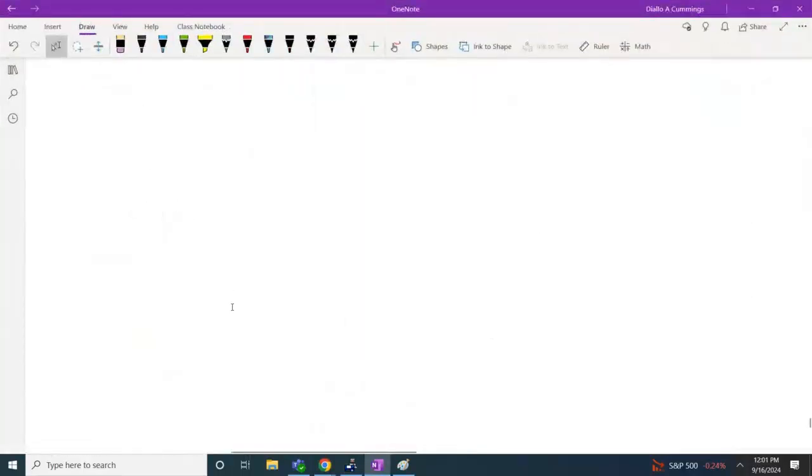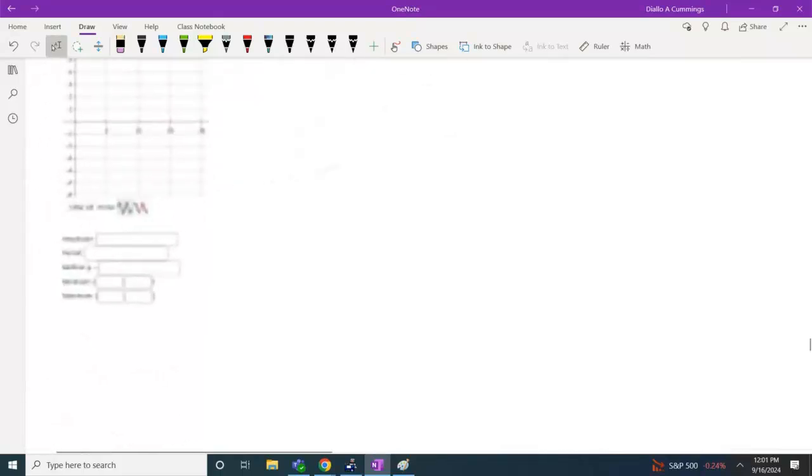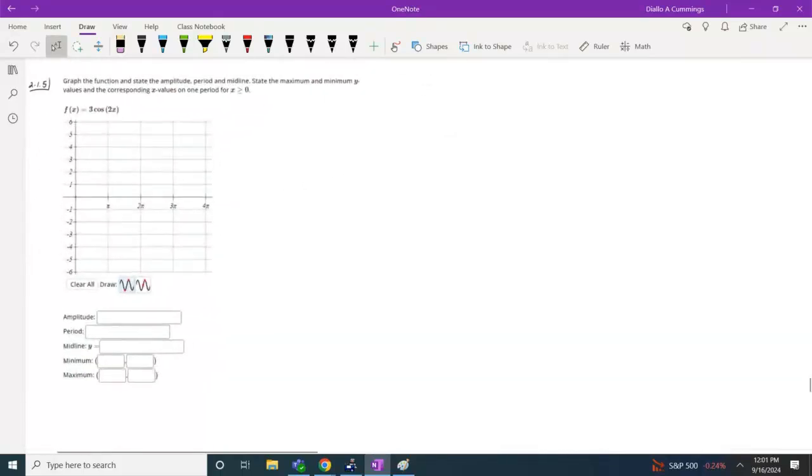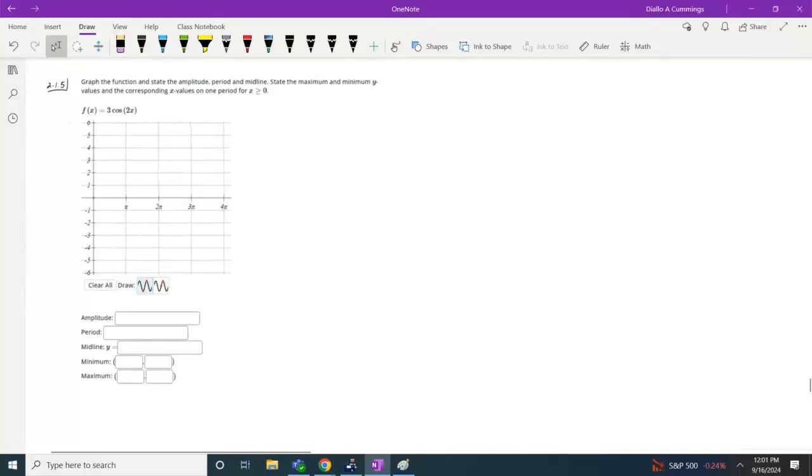All right, let's take a look at at least one more that deals with the graph. Okay, and this one is similar to your number 5. I will ask the same 5 questions, but this time the function is a little bit different. It says graph 3 times the cosine of 2x. All right, plot it, get an amplitude, period, midline, minimum, and maximum.